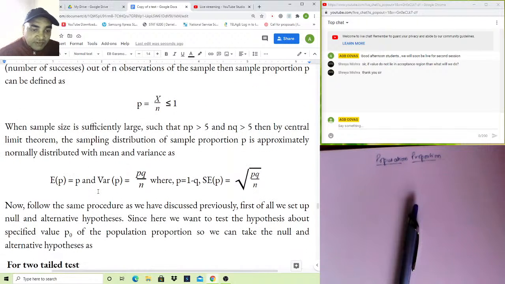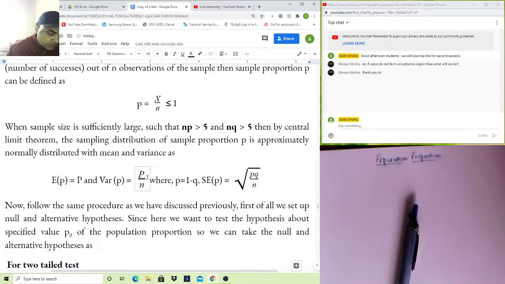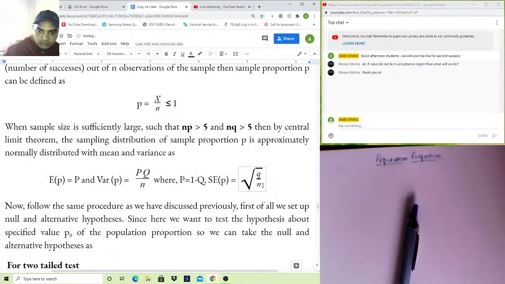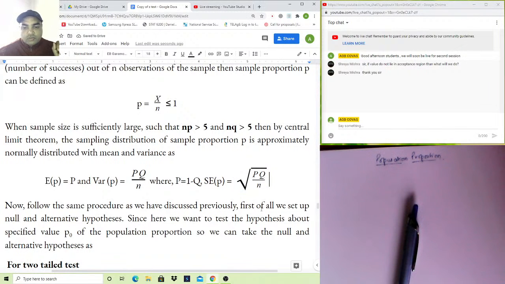When the sample size is sufficiently large such that np is greater than 5 and similarly nq is also greater than 5, then by the central limit theorem the expectation of p is equal to P, the population proportion, and the variance of p will be equal to PQ upon n, where Q is equal to 1 minus P. Standard error will be the square root of PQ upon n.